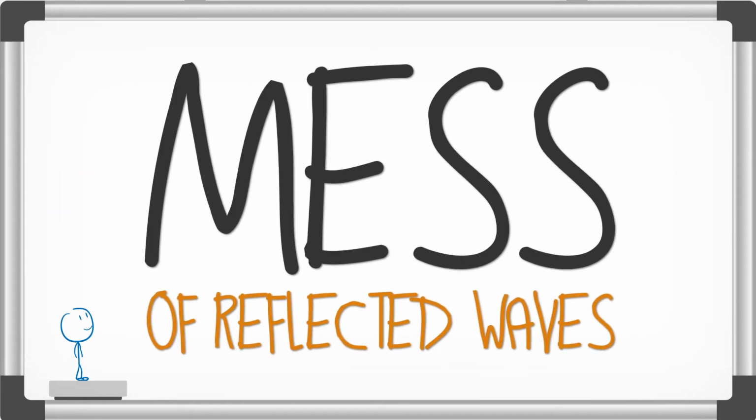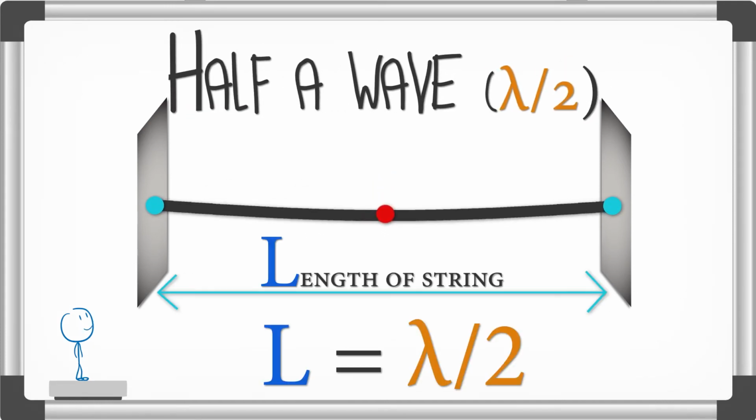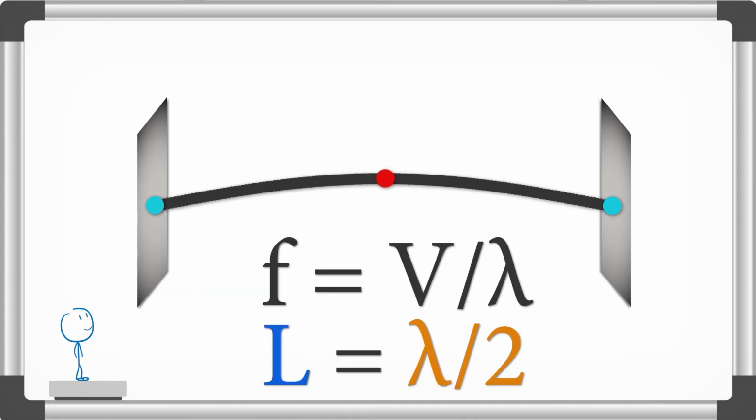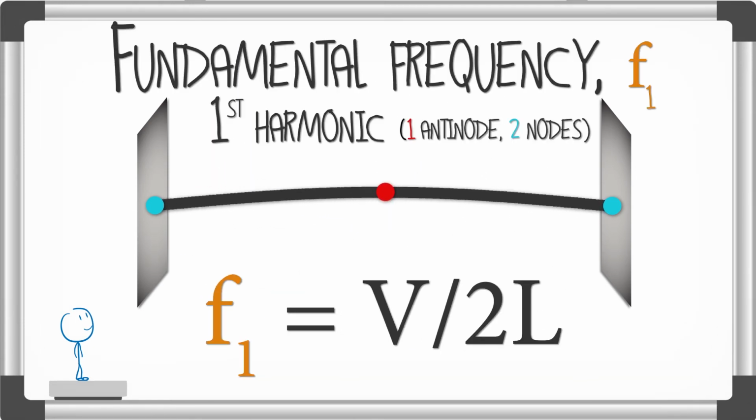We said earlier that both waves must have specific frequencies. Otherwise, they will generate a mess of reflected waves that won't form any pattern. But what are these specific frequencies? Well, that's easy. Since the wave can't move at fixed ends, the smallest frequency is half a wave, with 2 nodes at the sides and 1 antinode. If we apply few simple equations, we will get this equation. This frequency is called the fundamental frequency, or the first harmonic.